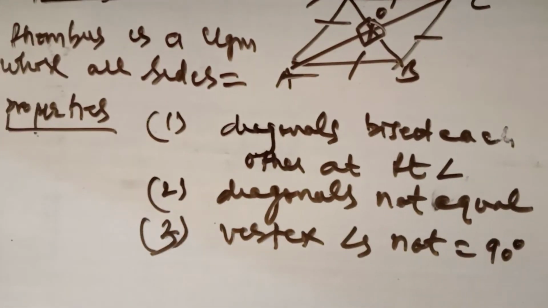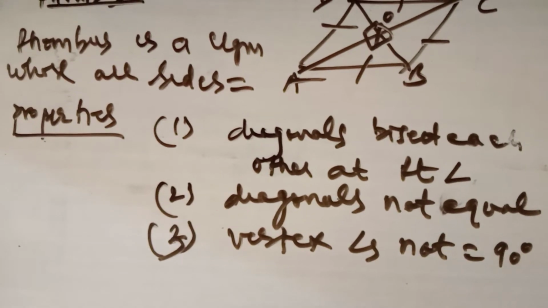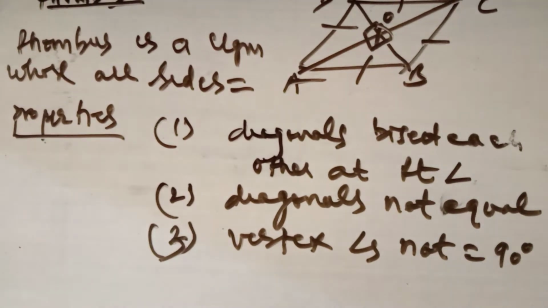So this is the third property. The main thing is all sides are equal. A parallelogram whose all sides are equal is a rhombus. The main property of this rhombus is that the diagonals bisect each other at right angles. Because it is a parallelogram, its diagonals are not equal and the vertex angle is not equal to 90 degrees. After that we have a square.